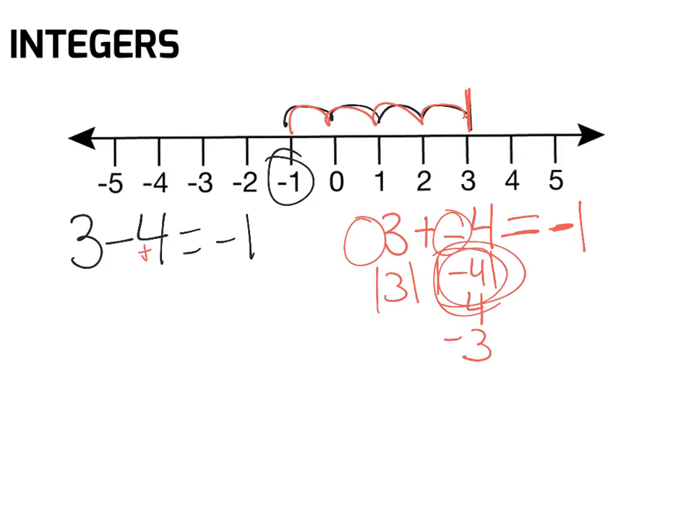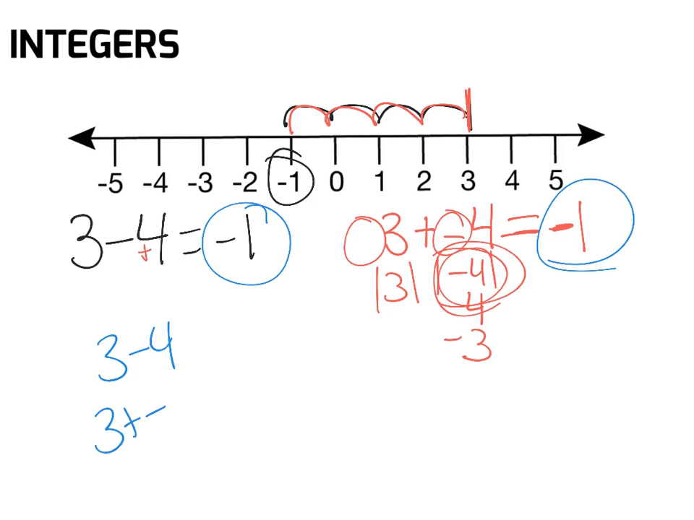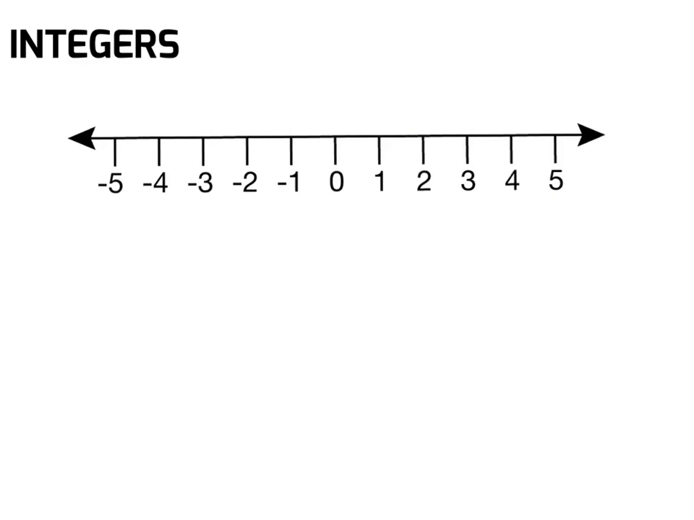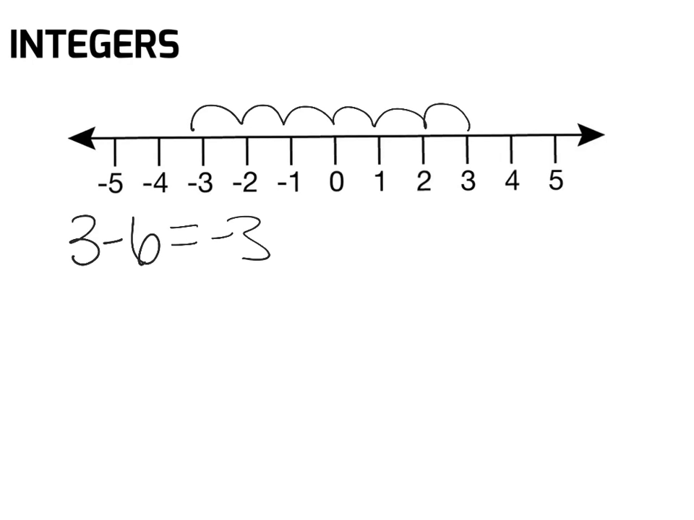So I can either just do 3 minus 4 and get -1, or I could do 3 plus -4 and get -1. So 3 minus 4 and 3 plus -4 are the same expression. So let's try another one. Let's do 3 minus 6. So I could start at 3 and subtract 6. So I could go 1, 2, 3, 4, 5, 6. 3 minus 6 is -3.